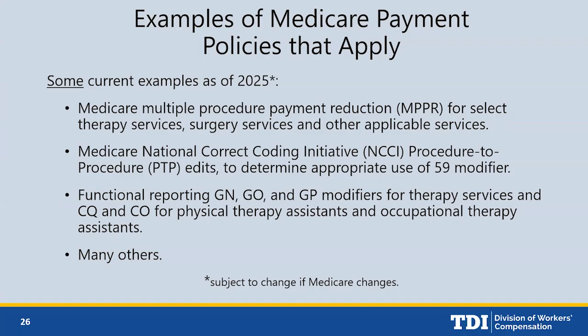And a note here. For chiropractors, they're going to provide physical medicine charges. The MPPR policies would apply to them too, just like any other physical therapist. The Medicare National Correct Coding Initiative, sometimes called procedure-to-procedure edits, determines the use of the 59 modifier. All of those payment policies that Medicare uses on code pairs apply in our system. And their instruction on how and when the 59 modifier is used applies in our system too. There are also functional reporting modifiers, GN, GO, GP for therapy services, and CQ, CO for physical therapy assistants and occupational therapy assistants. All of those are required in our system.